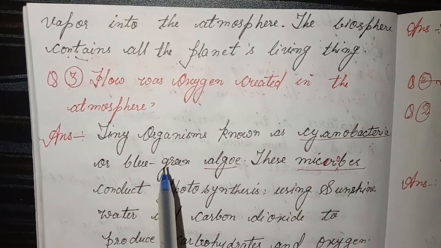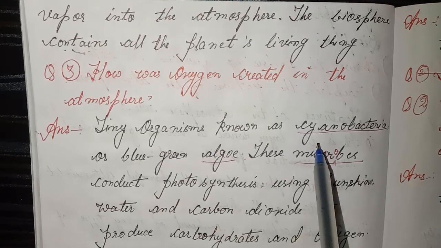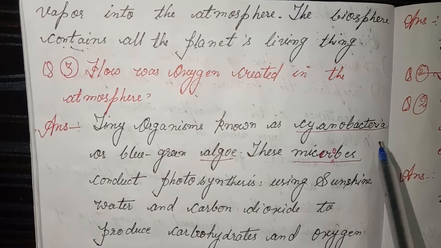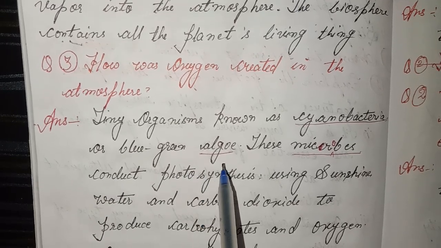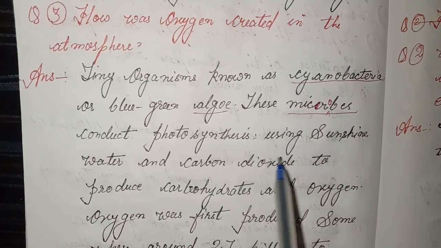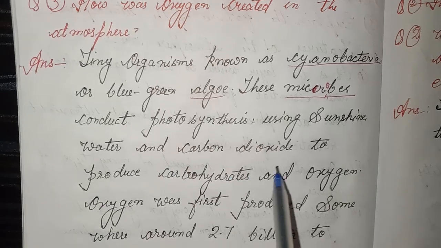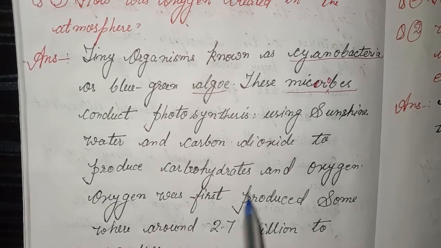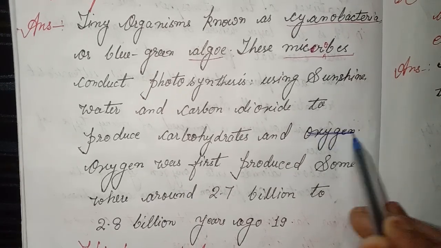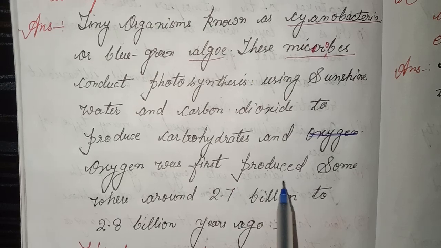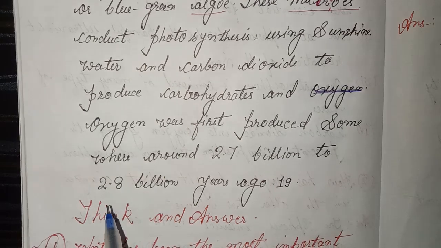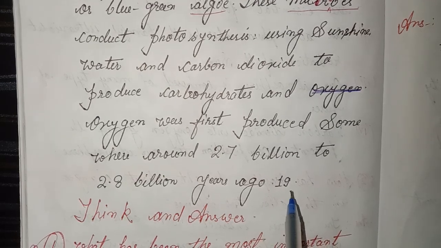Third, how was oxygen created in the atmosphere? Answer, tiny organisms known as cyanobacteria or blue-green algae. These microbes conduct photosynthesis using sunshine, water and carbon dioxide to produce carbohydrate and oxygen. Oxygen was first produced somewhere around 2.7 billion to 2.8 billion years ago.